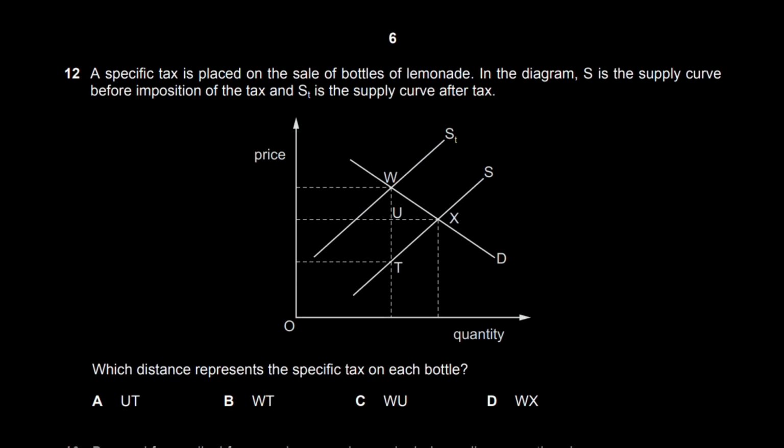Question number 12. A specific tax is placed on the sale of bottles of lemonade. In the diagram, S is the supply curve before the imposition of the tax. So this supply curve is before the imposition of the tax, and this ST, this one is after the tax.